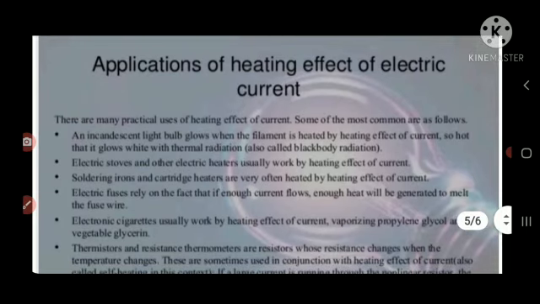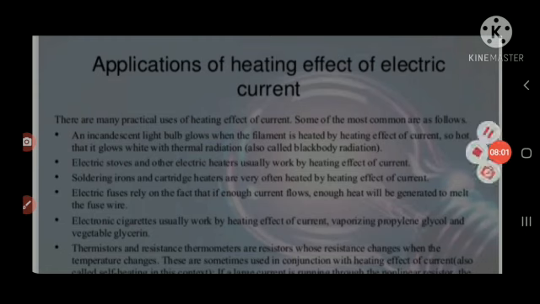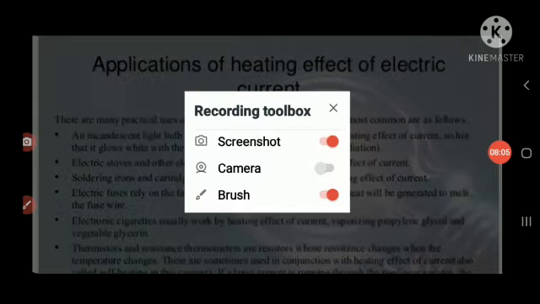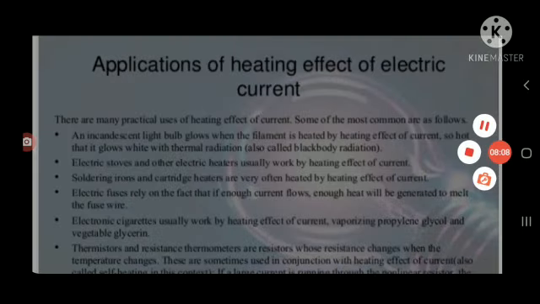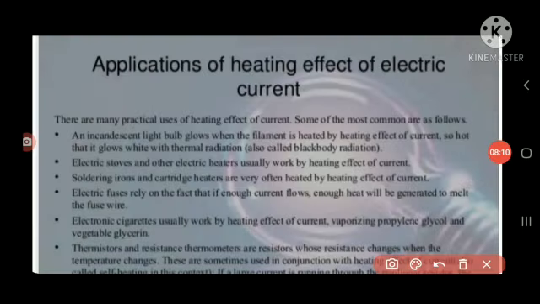Now, applications of Joule's laws of heating. There are several applications. Firstly, we deal with the electric fuse. The electric fuse is an apparatus based on Joule's laws of heating. So what is an electric fuse?